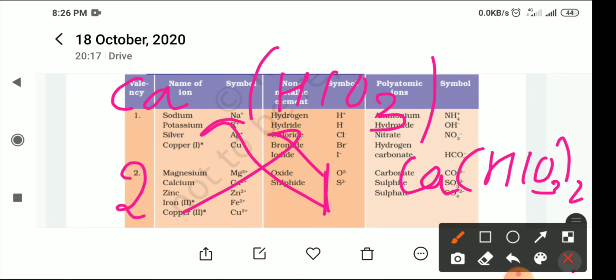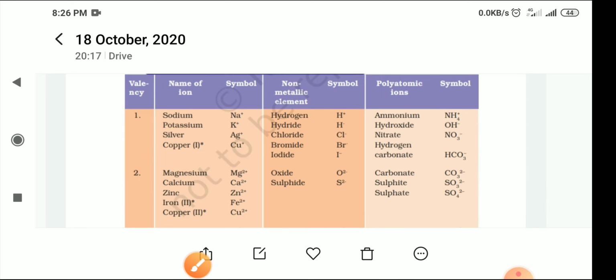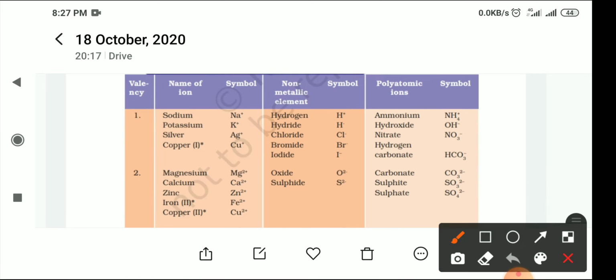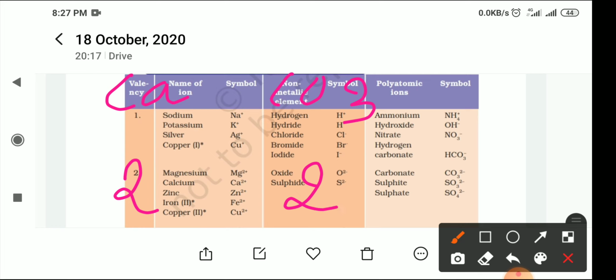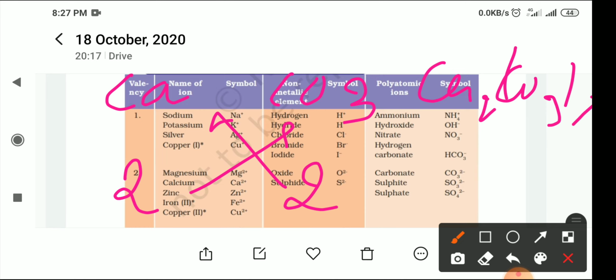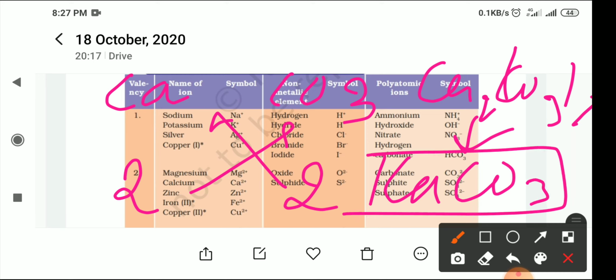Now when we talk about the formula of calcium carbonate, what will it be? The symbol of calcium is Ca, carbonate is CO3. The valency of calcium is 2, carbonate valency is also 2. Now crisscross. Ca2(CO3)2. You know that after simplification, the formula will be CaCO3. So the chemical formula of calcium carbonate is CaCO3.